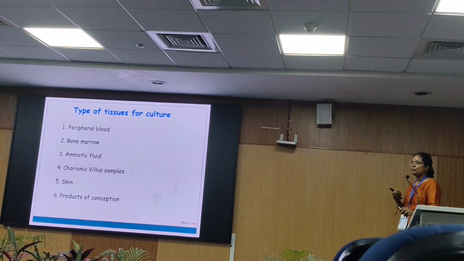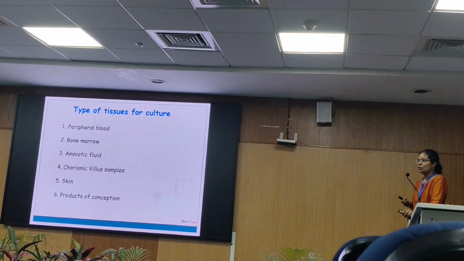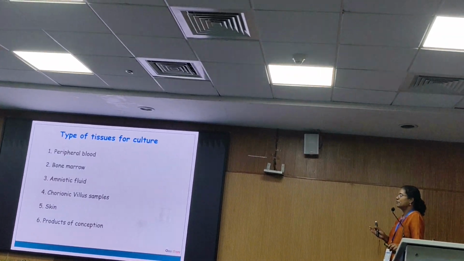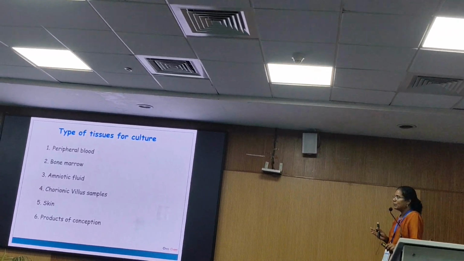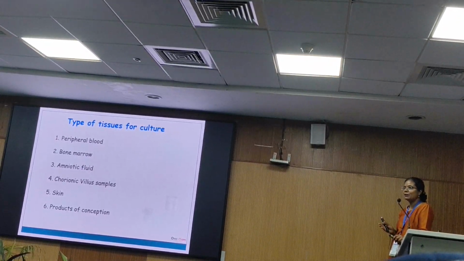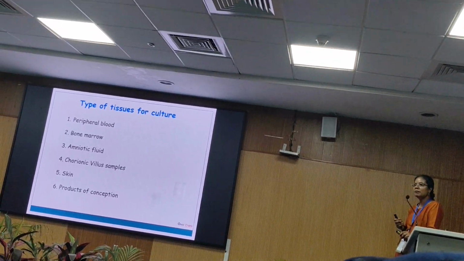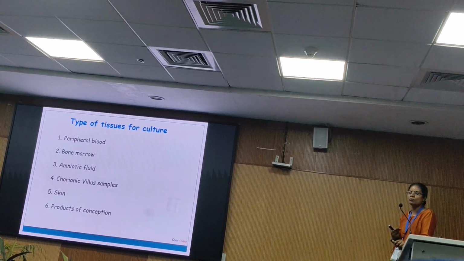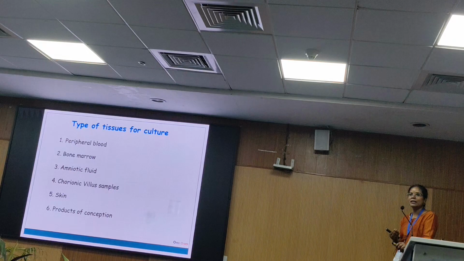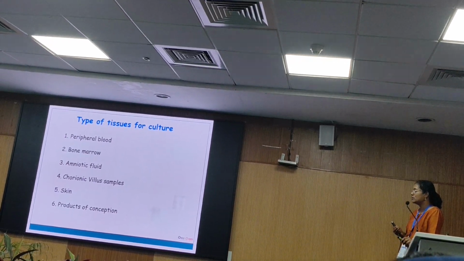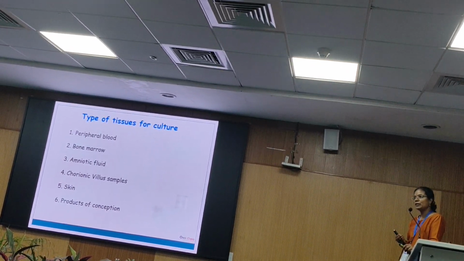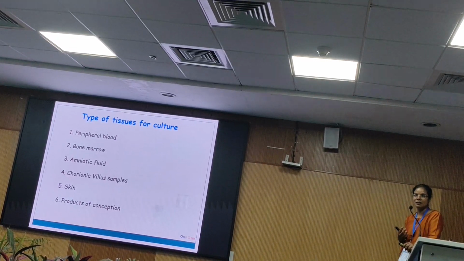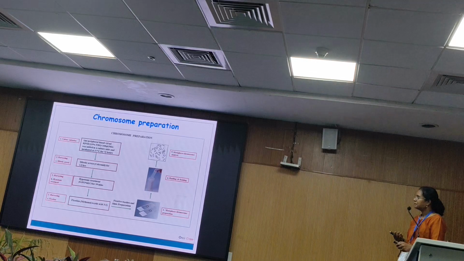So what are the types of tissues we use for this culture? Peripheral blood is very commonly used. Even in cancer cytogenetics, we can use bone marrow, and amniotic fluid and chorionic villus for prenatal diagnosis, and skin biopsy to check an alternate tissue. Suppose we want to see some mosaicism, then we can use skin biopsies. Also products of conception can be used, where the tissues can be grown and we can see the anomalies which are there in the fetus.